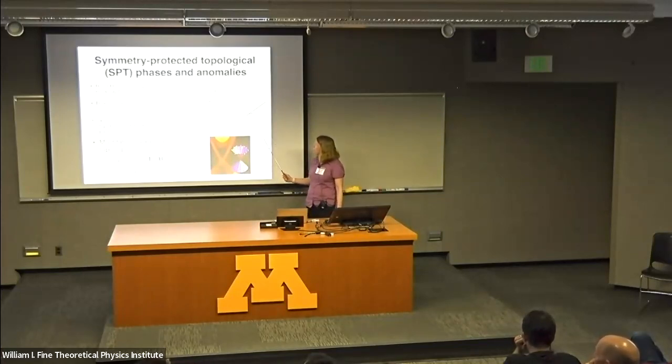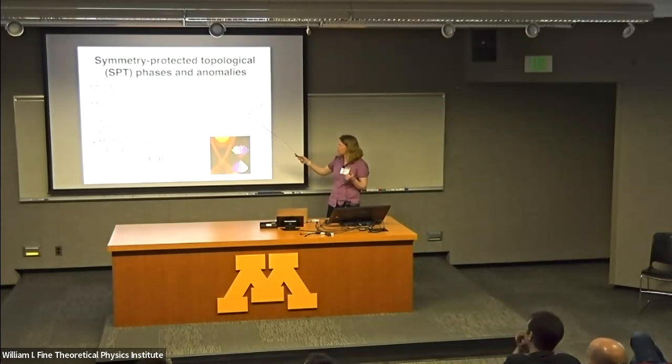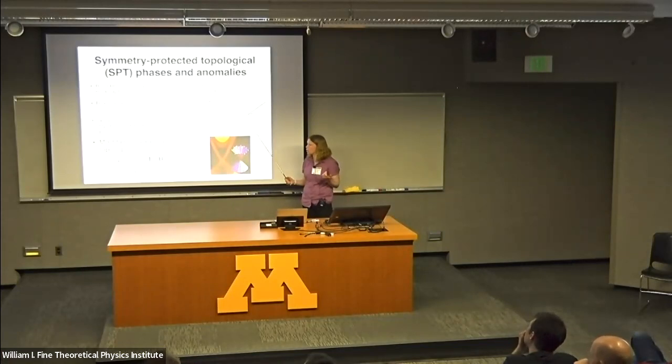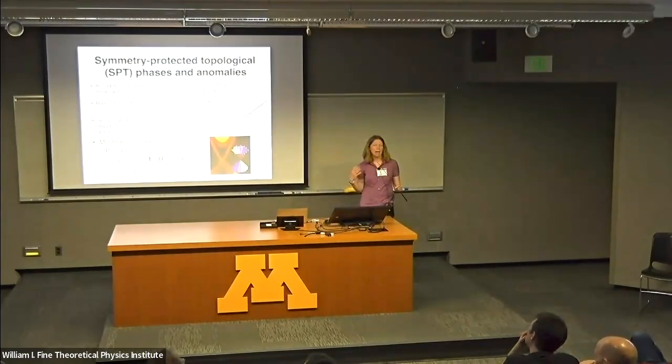Okay, and now because there's an anomaly in the boundary that is canceled by some kind of anomaly inflow from the bulk, then this boundary is protected. That means that I cannot get rid of it. I can't gap it out.